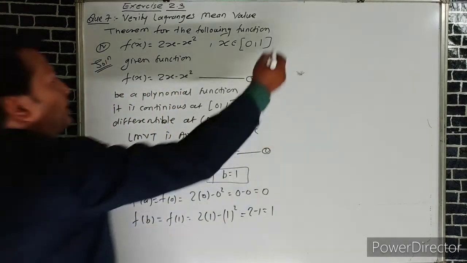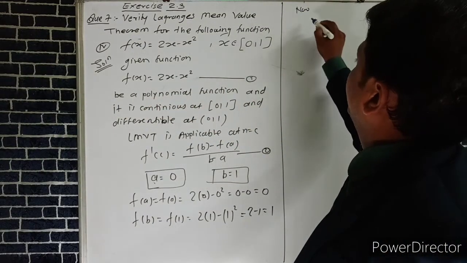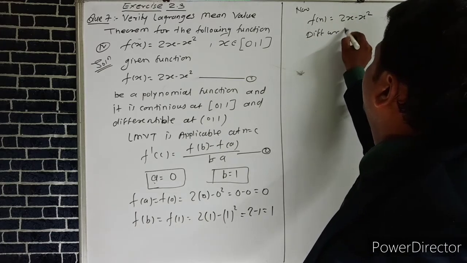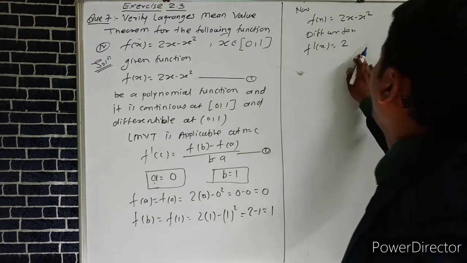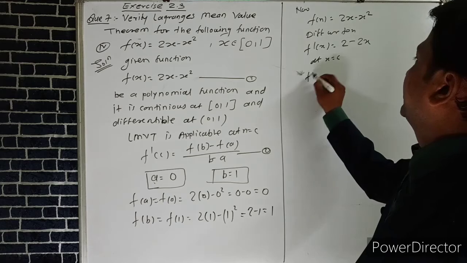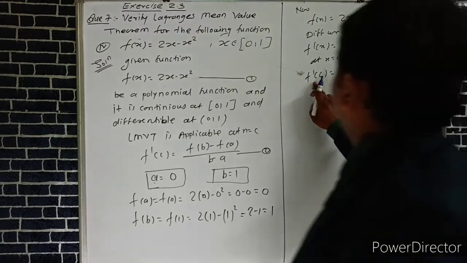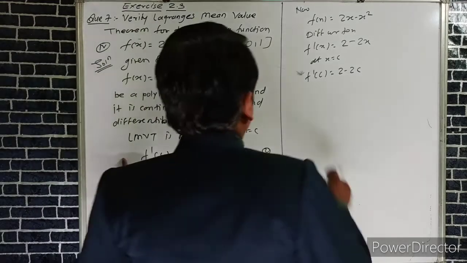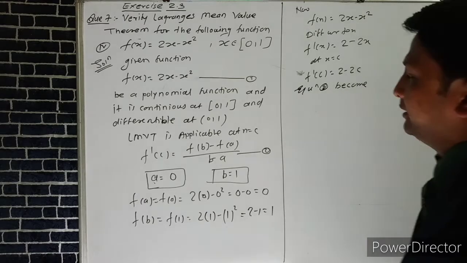Again we have to find f dash of x, where f of x is equal to 2x minus x square. After differentiating with respect to x, the derivative of f is f dash of x, the derivative of 2x which is 2, minus the derivative of x square which is 2x. At x equal to c, we can write f dash of c is equal to 2 minus 2c. So this value of f dash of c, the value of f of a and the value of f of b, we put in equation 2 to find the value of c.